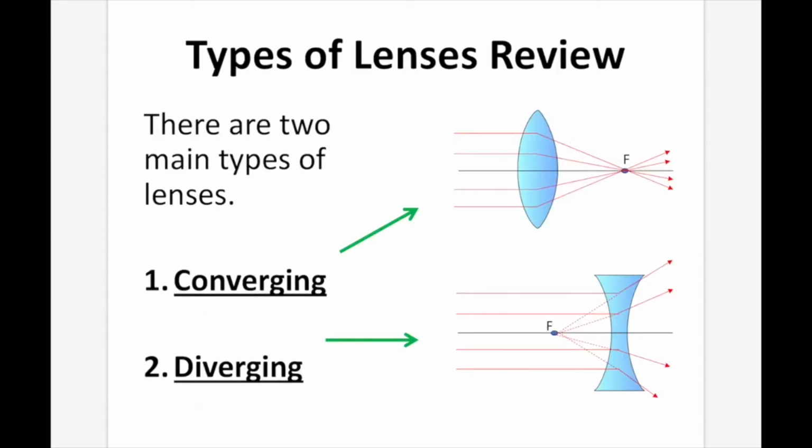Types of lenses review. There are two main types of lenses: converging lenses that we have in the top here, and diverging lenses that we have on the bottom. Converging lenses converge or bring together the rays, as you can see here right at the focal point, whereas diverging lenses diverge or push the rays apart. And what we do is we extend the refracted rays back towards the principal axis. And where all the extended rays meet is the focal point.